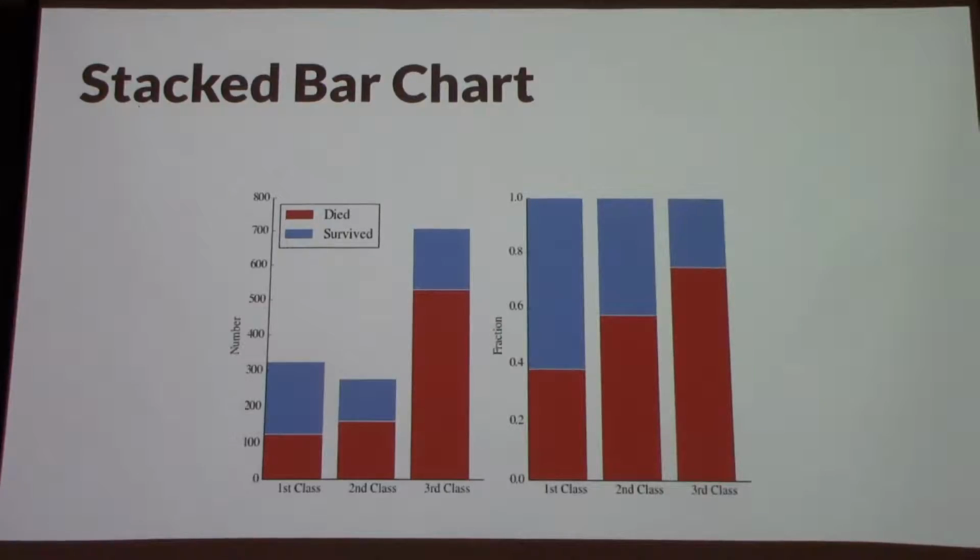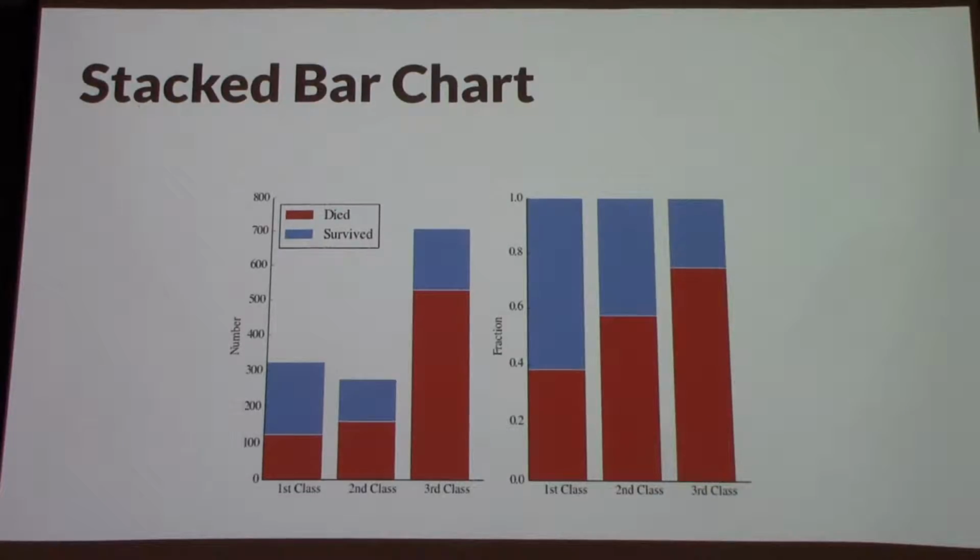And so here we have 2 keys. This is the Titanic data set, how many people died and survived, partitioned by class. So you can see first class, second class, third class. And so what we have here is 2 keys. The first key is the class, and the second key is whether they died or survived. And we're showing this as a bar chart.